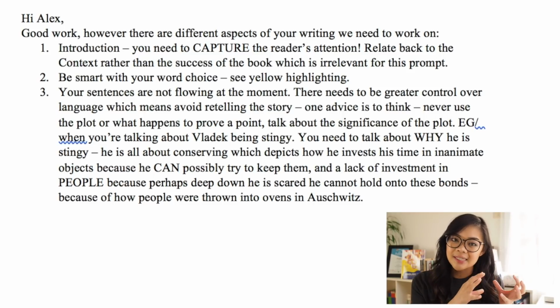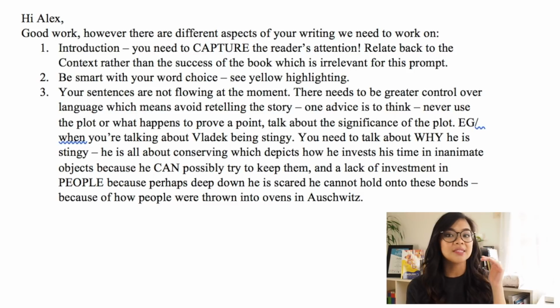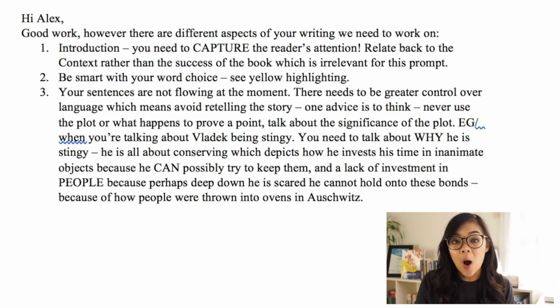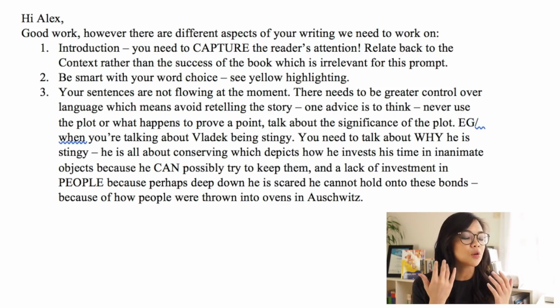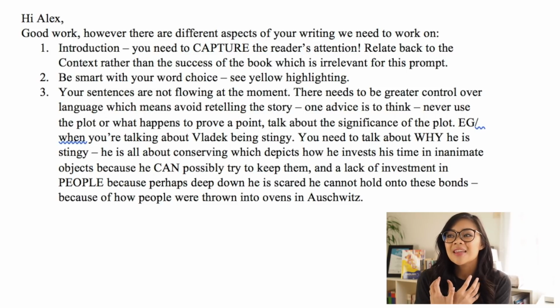So there was that section before where she spends a long time talking about how Vladek is quite stingy. But rather than giving all the examples of when he's stingy, actually talk about why he is stingy. So I wrote here, he's all about conserving everything he has, because, to sum up what I wrote, he's lost so much over time: friends and family, his old home, all his belongings. So now that he can hoard, that means something for him, not physically, but emotionally. And we want to dig down to that deeper level if you can.